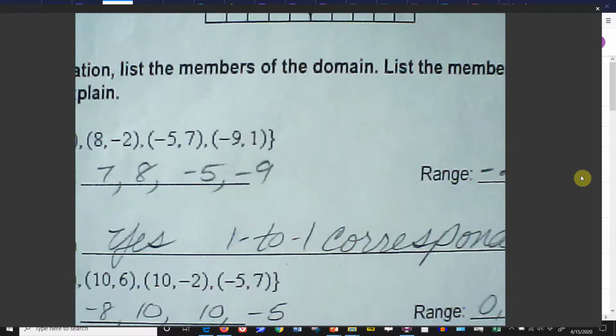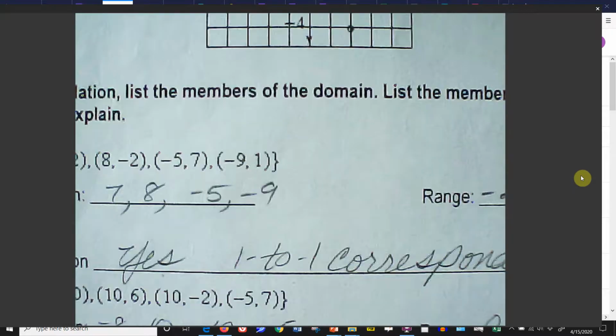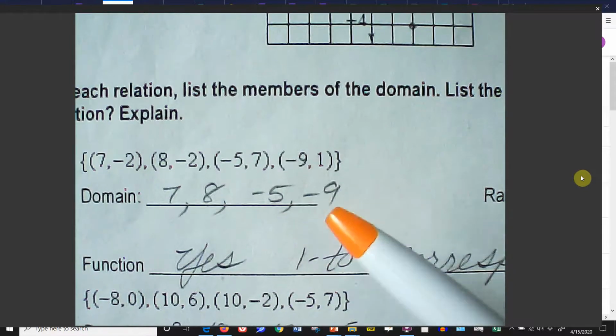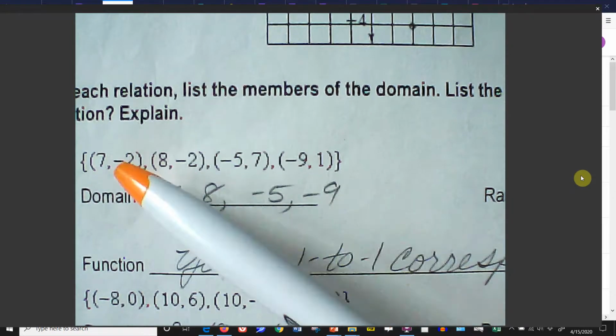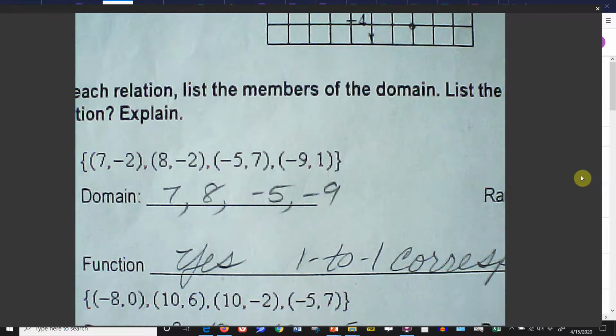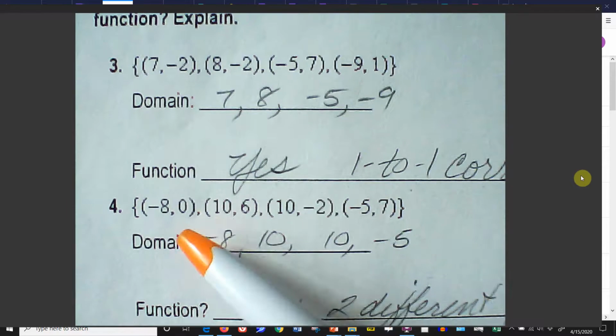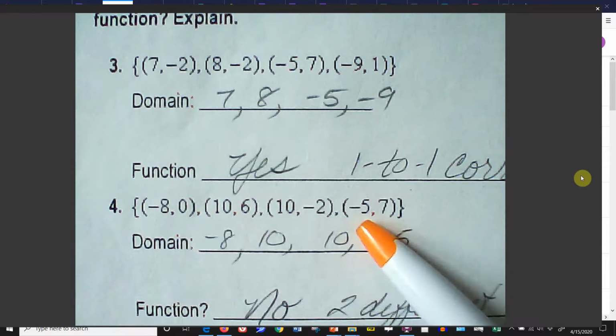This is a function because there's a one-to-one correspondence, which means that every x has only one y. Is there a repeated y? Sure there is, but there's no repeated x with two different y's. That's the key.